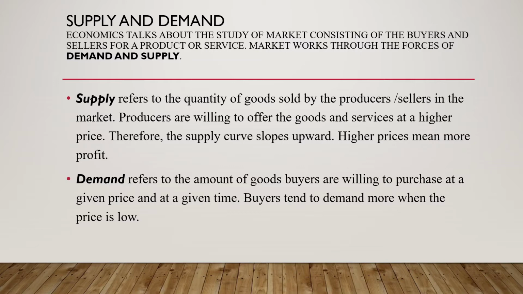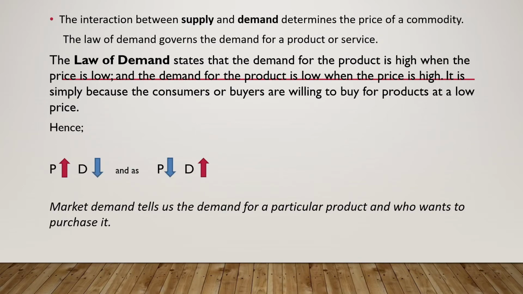Demand, on the other hand, refers to the amount of goods buyers are willing to purchase at a given price and at a given time. Buyers tend to demand more when the price is low. The interaction between supply and demand determines the price of a commodity.